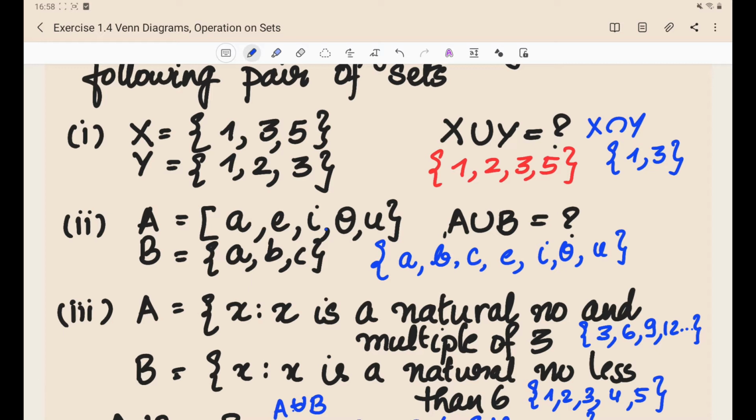Again, A and B, what are the common elements in them? There is only one element, right? So A intersection B here is the set with only the element a in it.